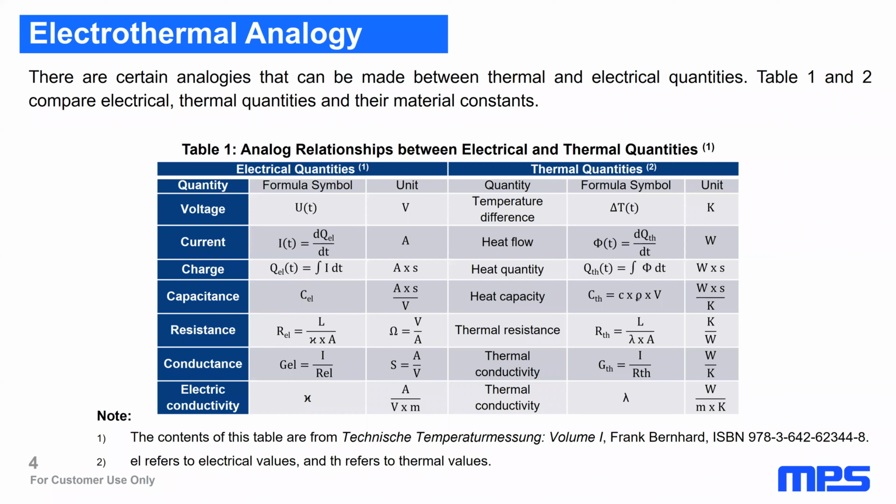Electrothermal analogy. There are certain analogies that can be made between thermal and electrical quantities. The table compares electrical and thermal quantities and their material constants. We see here on the left side the electrical quantities, well known for electronic engineers: voltage, current, charge, capacitance, resistance, with the formula symbol and the unit. And the analogy, for example, for voltage is the temperature difference measured in Kelvin.